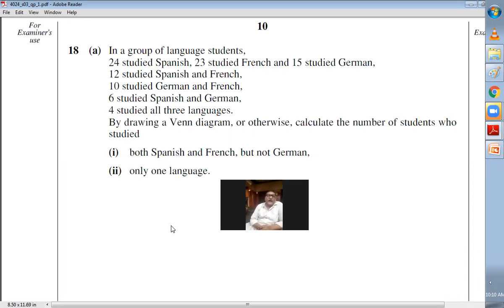By drawing a Venn diagram or otherwise, calculate the number of students who studied both Spanish and French, but not German, and only one language. Okay, let me show you my work. I've done this.